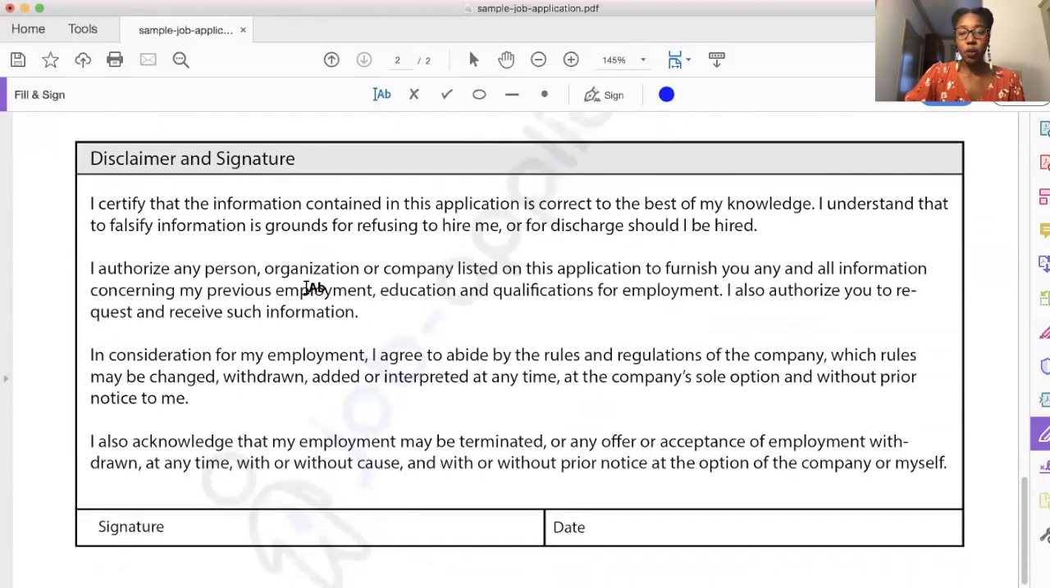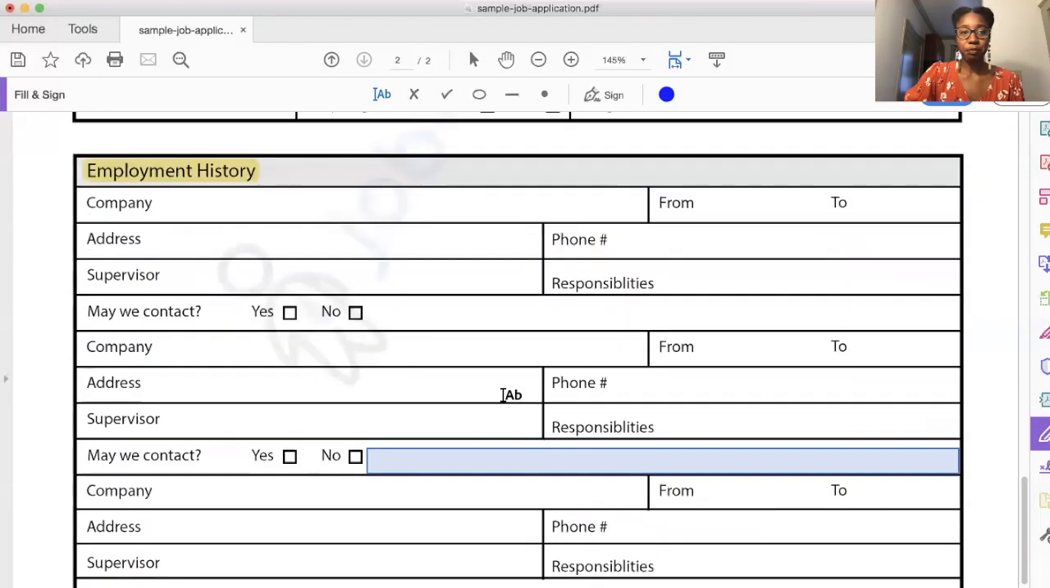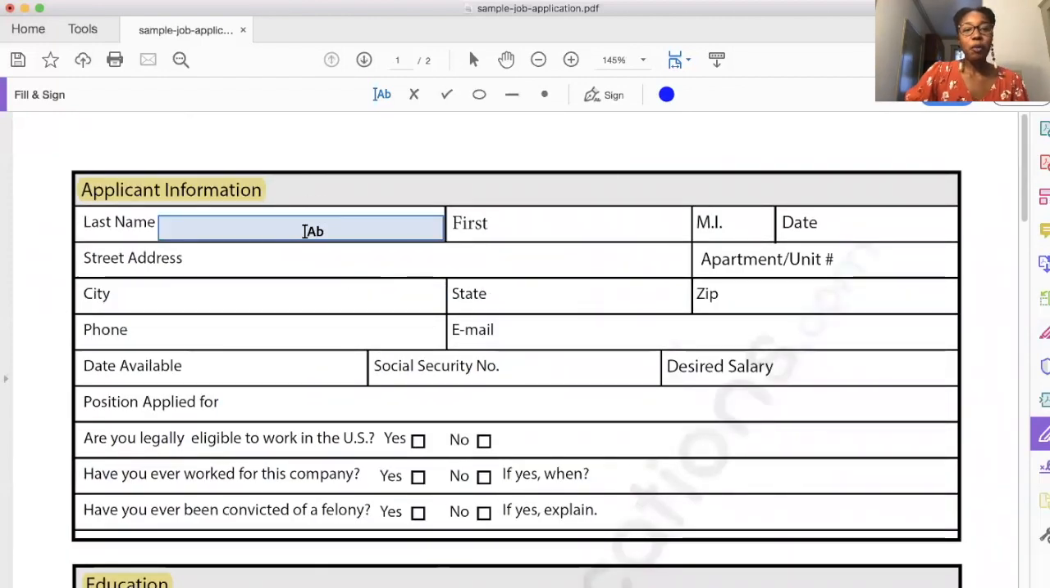Lastly, you will give your signature and the date. So today, we will be filling out a job application for Sarah Elizabeth Jones. So first, it is asking for our last name. For the last name, we add Jones. The first name, we add Sarah.